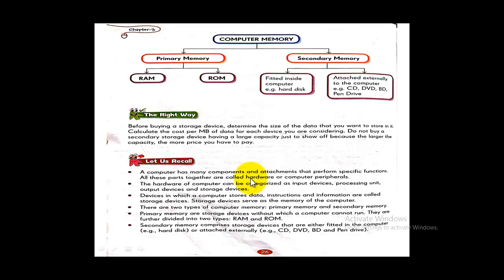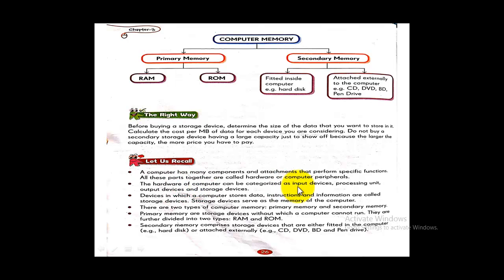All these parts together are called hardware or computer peripherals.